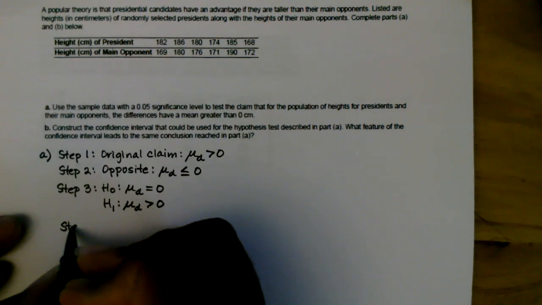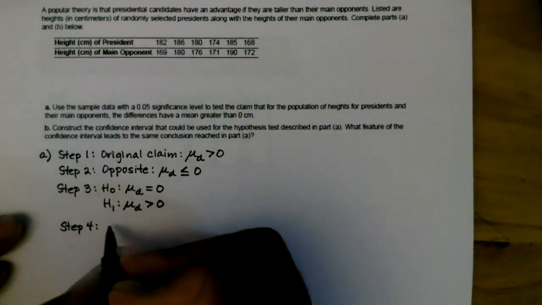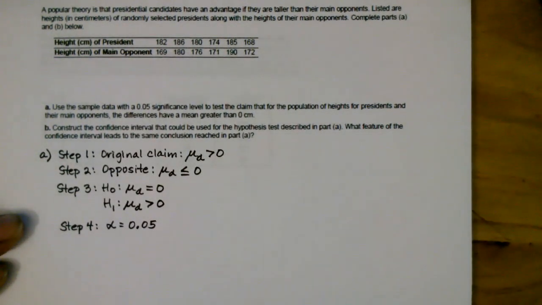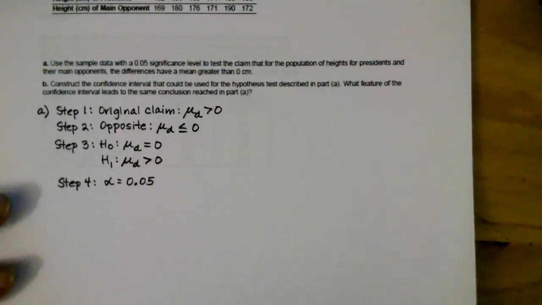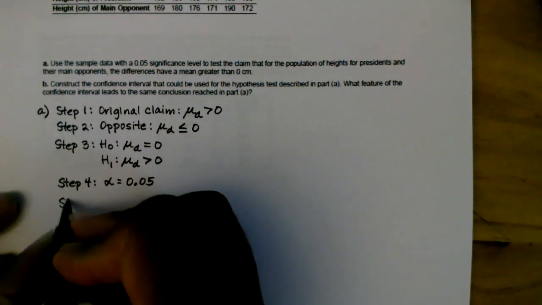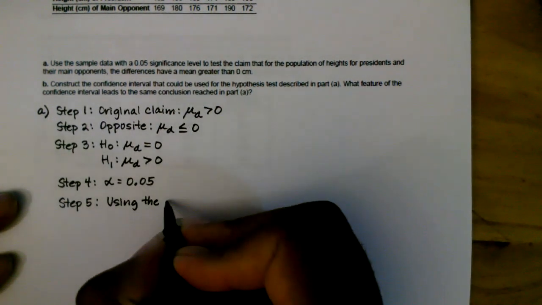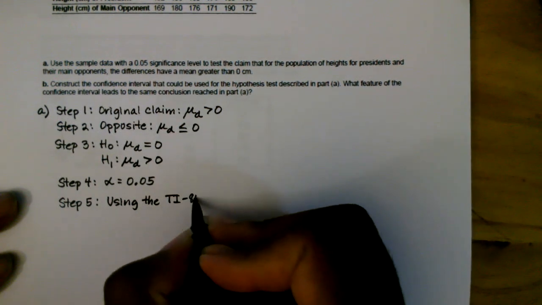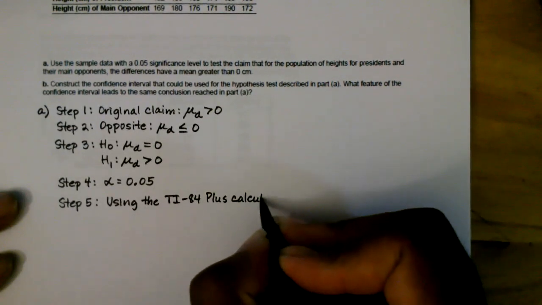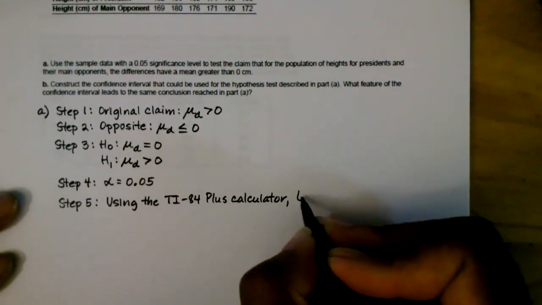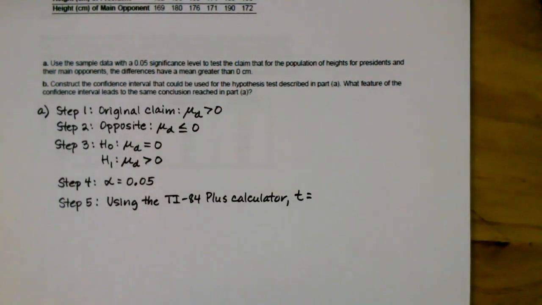All right, step number 4 is our level of significance, which is in this case 0.05, because it tells us use sample data with a 0.05 significance level to test the claim. Now, step number 5, here we're going to use the TI-84 plus calculator. And it's going to be a t-test statistic in this case.